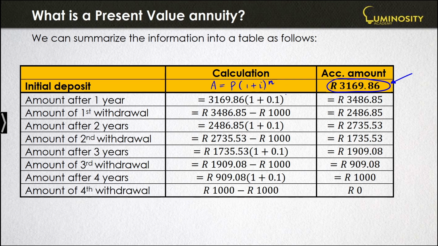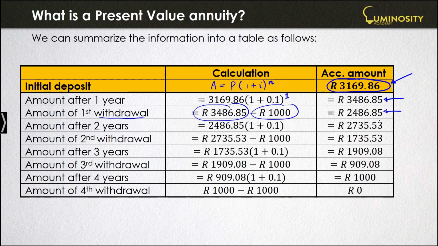So now, n is 1 here, so after 1 year, the interest, remember, was 10% per annum. He will have put in the initial amount of 3,169 Rand 86 cents for a year, and he'll end up with 3,486.85. That is what he has after the first year. He's then going to withdraw 1,000 Rand from that amount, so minus 1,000. And he is now left with 2,486.85 in the bank account.